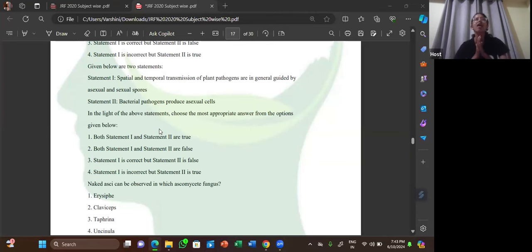Spatial means from one field to another. For example, this is field A and this is field B. Through the space, from field A to field B, if it is transmitting, that is spatial transmission. Temporal means at different times. Okay, at different times it is transmitting. So here they are telling that both are because of the asexual and sexual spore. Whereas the second statement is bacterial pathogen will produce the asexual cells. So now you have to say whether this is true or false.